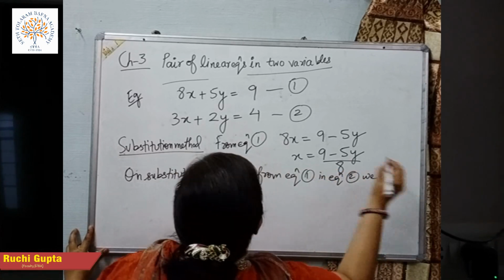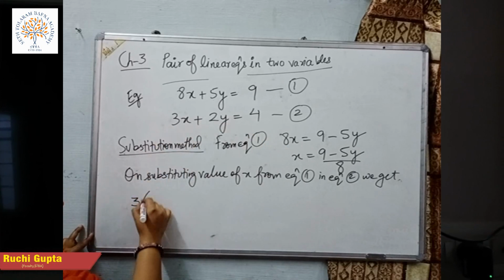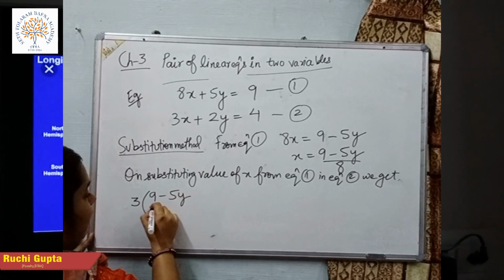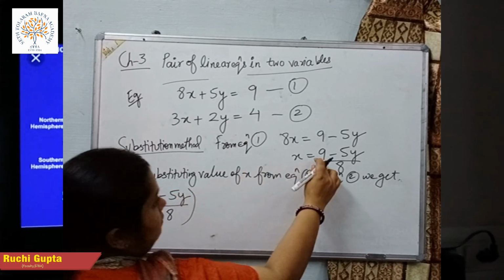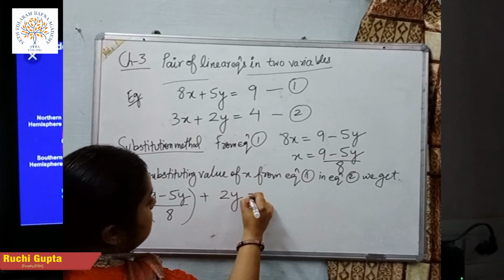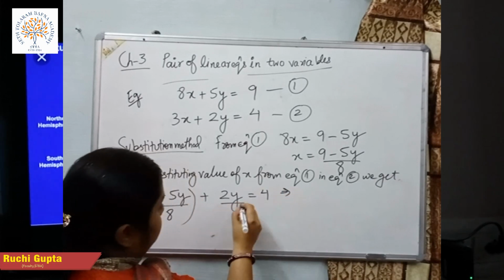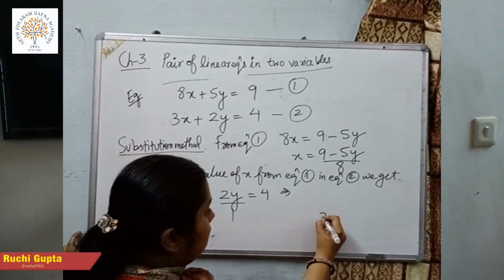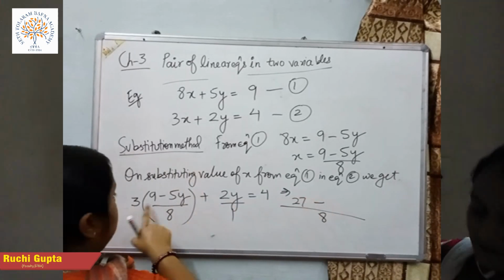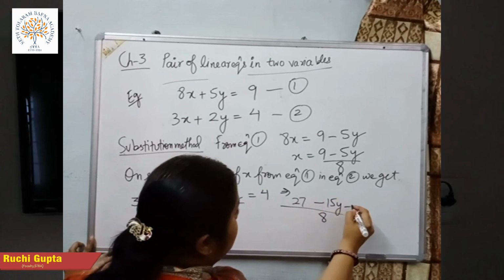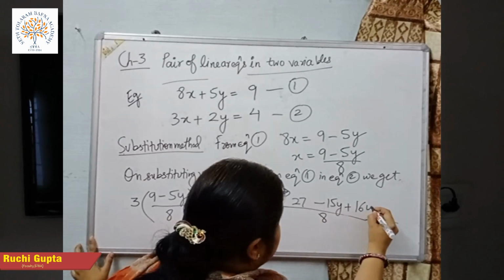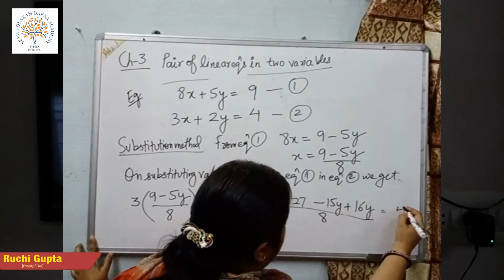What do we get? What is our second equation? It is 3, and now in place of x, I am going to put the value which I have calculated just now, which is (9 minus 5y) upon 8, plus 2y is equal to 4. So I am going to solve this. What is the LCM of 8 and 1? It is 8. 3 times 9 is 27. 3 times 5 is 15y. When we divide 1 by 8, we get 8. So 8 times 2 is 16y. And here we have 4.